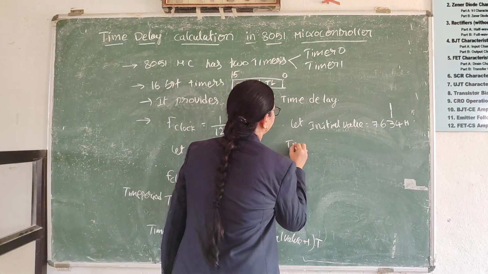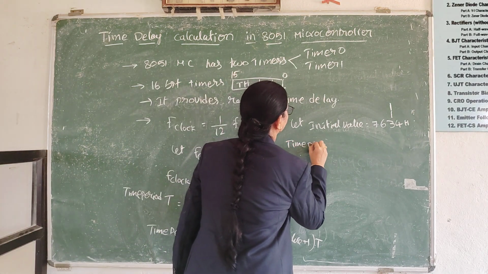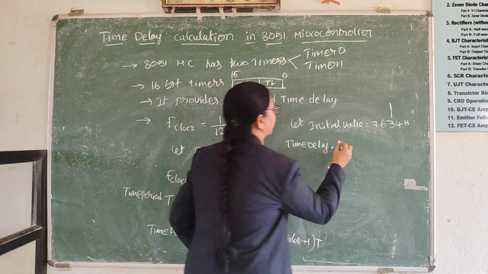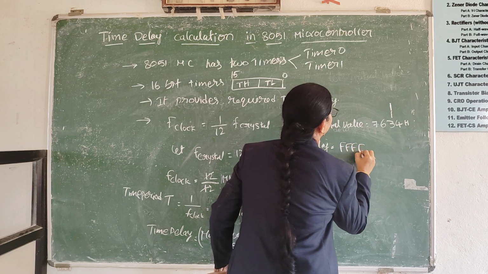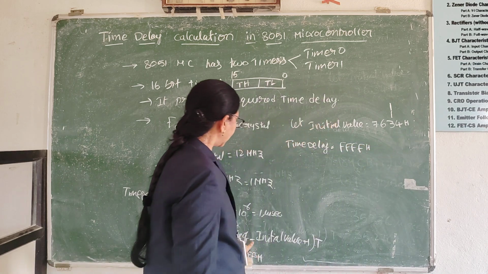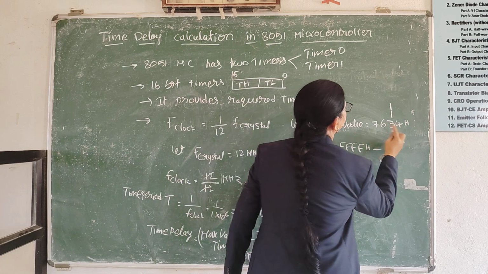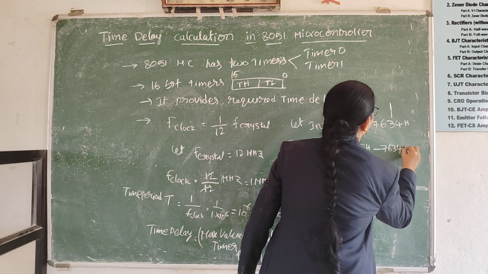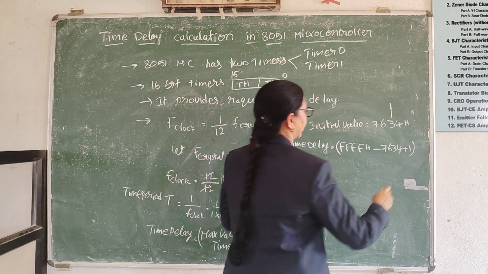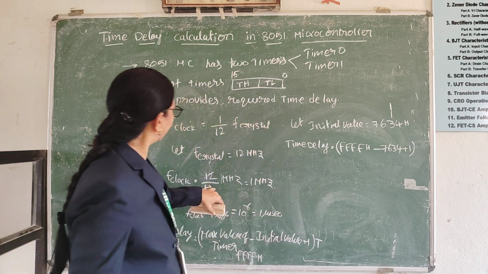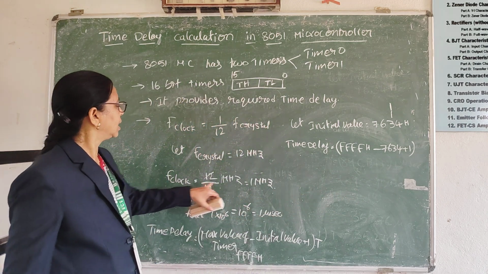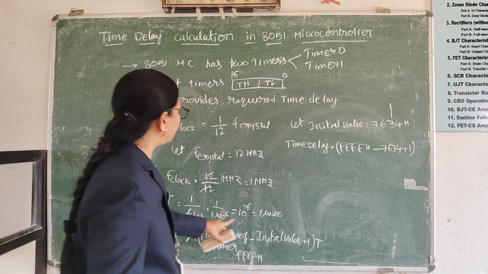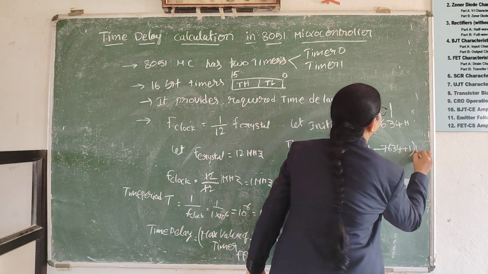Now we can calculate the time delay by using this formula. The maximum value is FFFFH, the initial value is 7634, plus 1, into the time period. What will be the time period? It was calculated earlier: the clock frequency is 1 megahertz, so the time period is 1 microsecond.